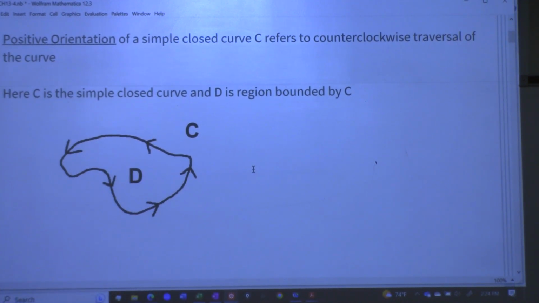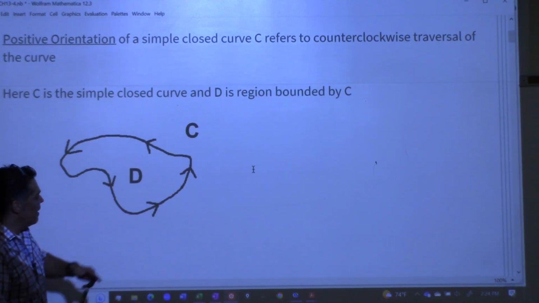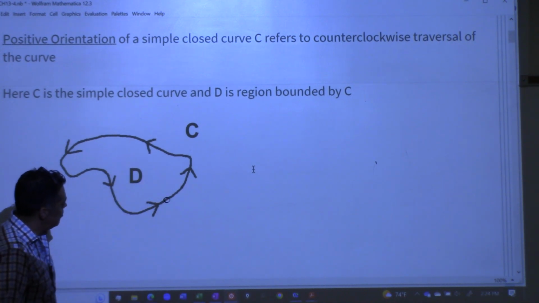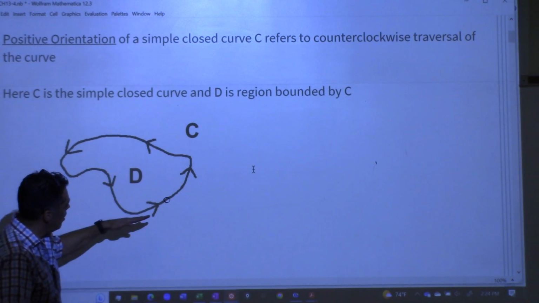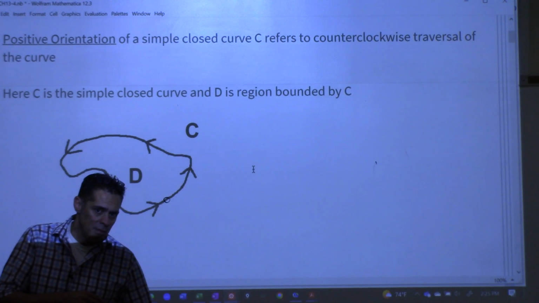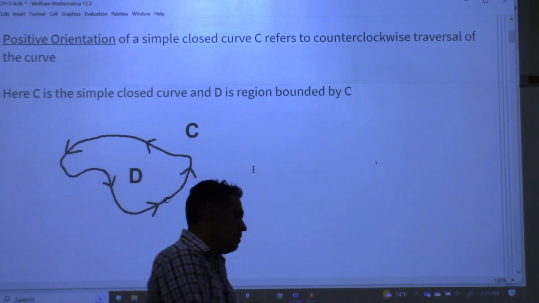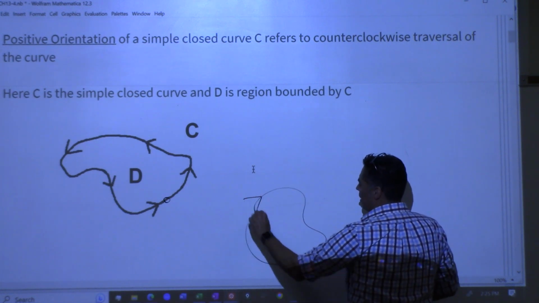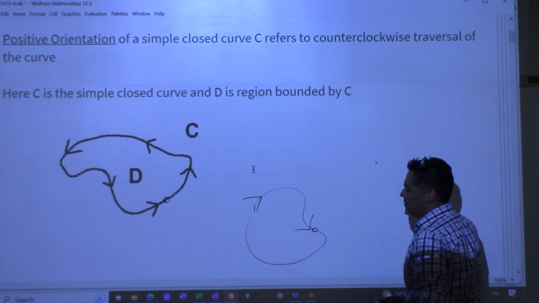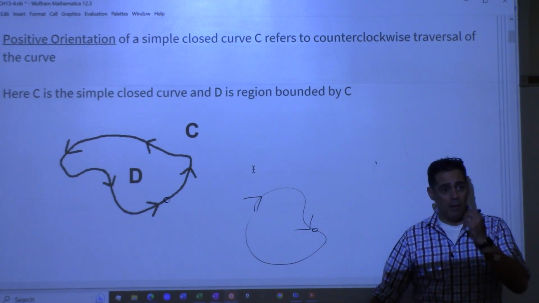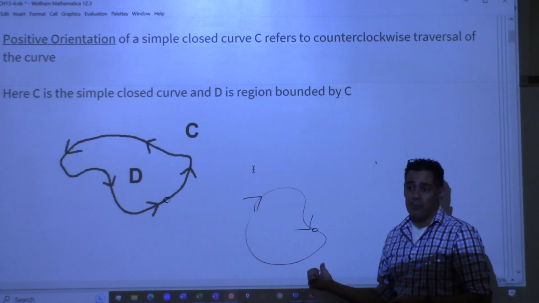And we're going to talk about something called positive orientation, which means that when you move along the curve, imagine this is you, this is your head, okay? We're looking down, right? And what you want is that as you walk along the curve, the region should always be to my left as I walk around. That would be positive orientation. If I reverse the arrows, then the region would always be to my right. That is called negative orientation.